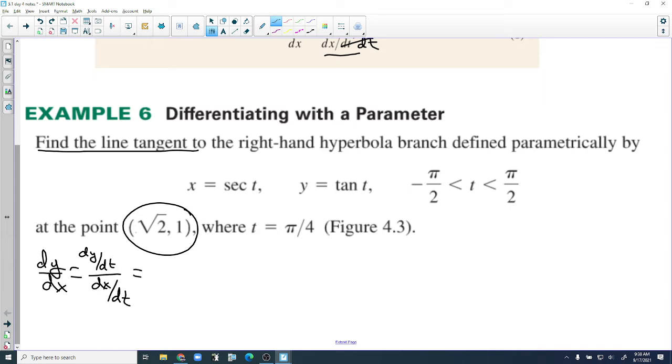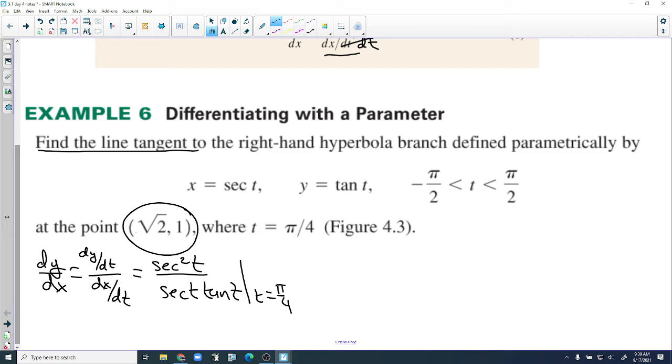Because we don't have a derivative of y with respect to x. We don't have a y equals 7x plus 3. They're in t's, secant of t and tangent of t. So the derivative of y is secant squared. The derivative of x is secant tangent. We're going to evaluate this when t equals pi over 4. So it's literally the derivative of the function y over the derivative of the function x.